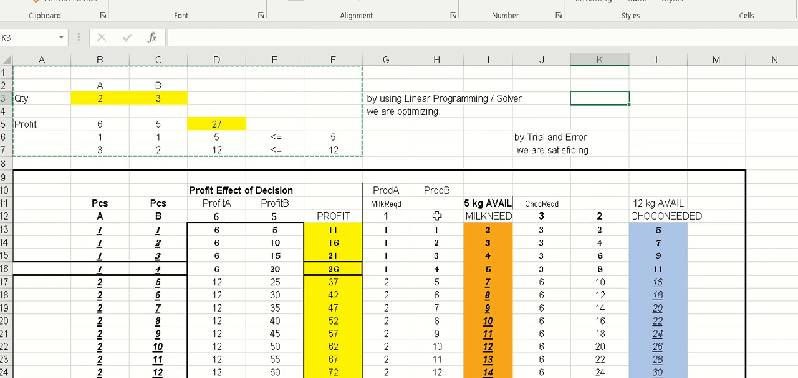Hello, this is now part 2. In this video, I'd like to discuss now how to do this problem by solver. But before that, let me have a review.